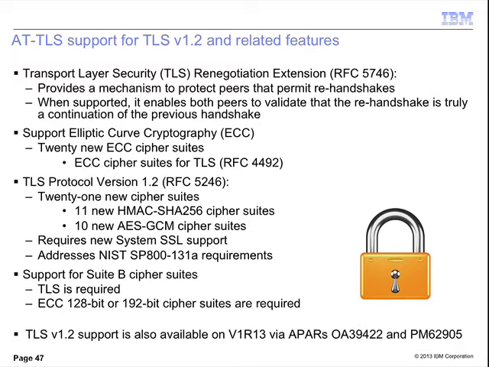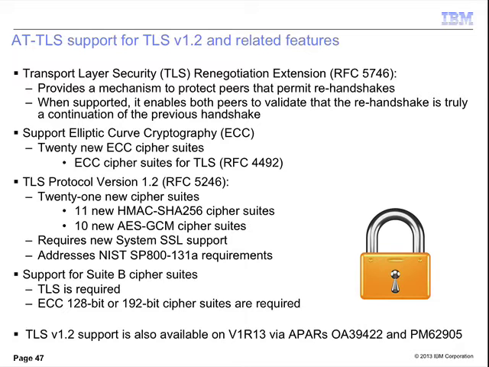And maybe most significantly, System SSL in V2R1 provided support for TLS version 1.2, and with that you pick up a number of new cipher suites. They also at the same time did support for Suite B cipher suites. And through Config Assistant now you'll be able to configure support for all of that. So that is a way that we keep ATTLS and the policy configuration of it current with changes System SSL has made.